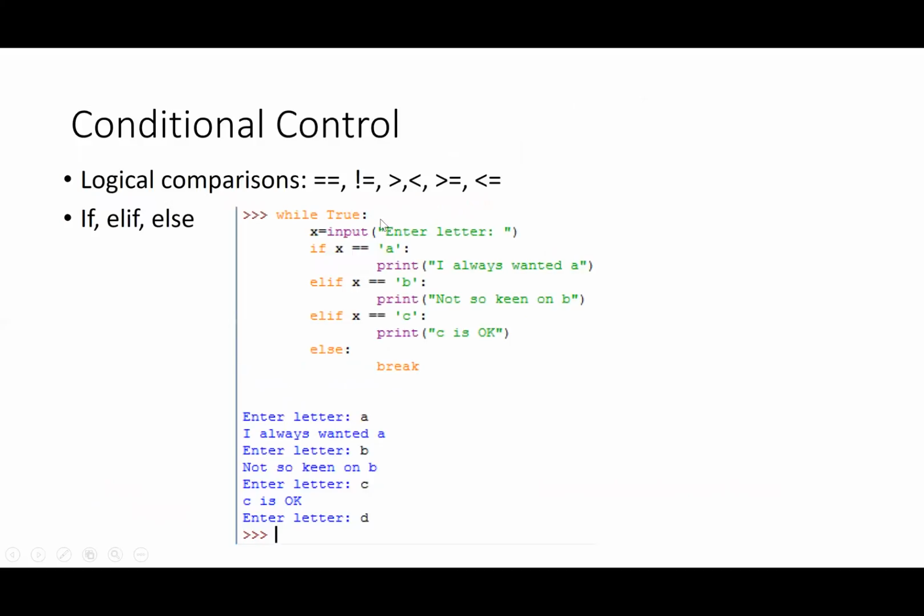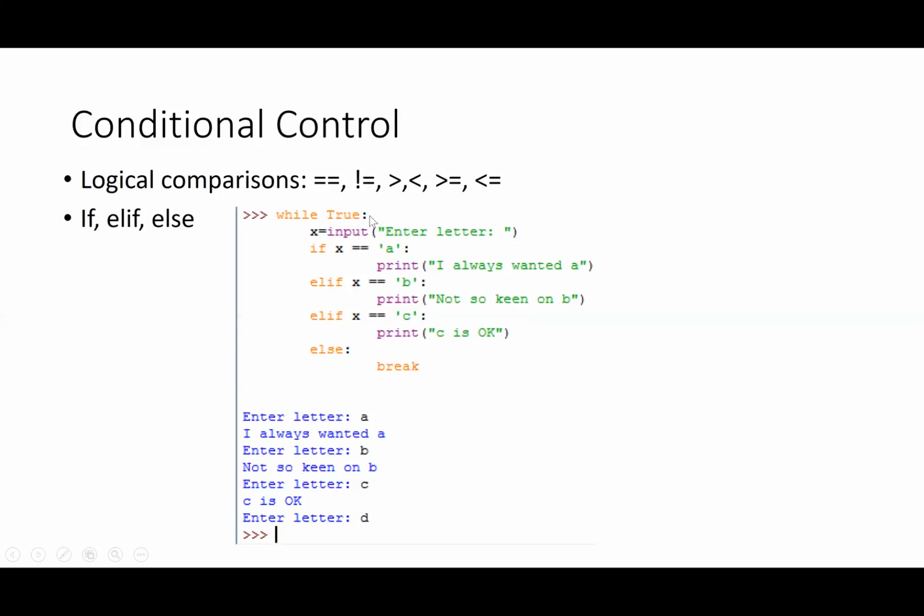Now, let's look at some more conditional control of loops, or anything else for that matter. The logical comparisons we can use are the equals, specified by 2 equals signs, not equals, specified by exclamation point equals, greater than, less than, greater than or equal to, less than or equal to. So those are all tests one can use, together with if, else if, and else. So let's look at this.